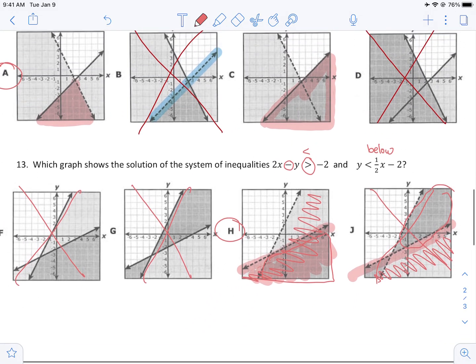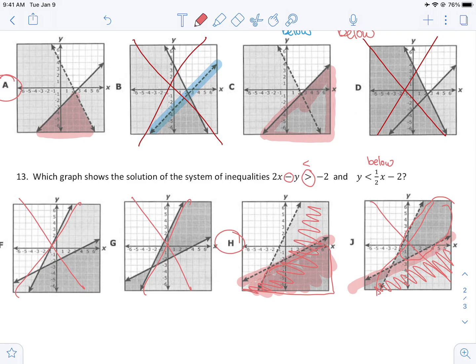But if you needed to solve it, you could always solve it, and then you would end up seeing that you're going to flip it. So it's kind of just process of elimination. Usually you can eliminate 1 to 2 answers based on the lines itself, whether they're solid or dotted, and then you just look a little more in depth about the shading.